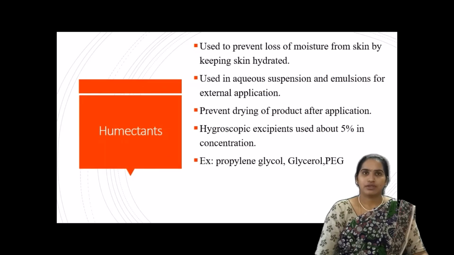Humectants. Humectants are used to prevent loss of moisture from the skin by keeping the skin hydrated. Some topical aerosols dry immediately when applied onto the skin. To prevent the dryness, these humectants are used. These are used in aqueous suspensions and emulsions for external application, and they prevent drying of the product after application. Generally hygroscopic excipients are used in a concentration of 5%. Examples of humectants are propylene glycol, glycerol, and polyethylene glycol.